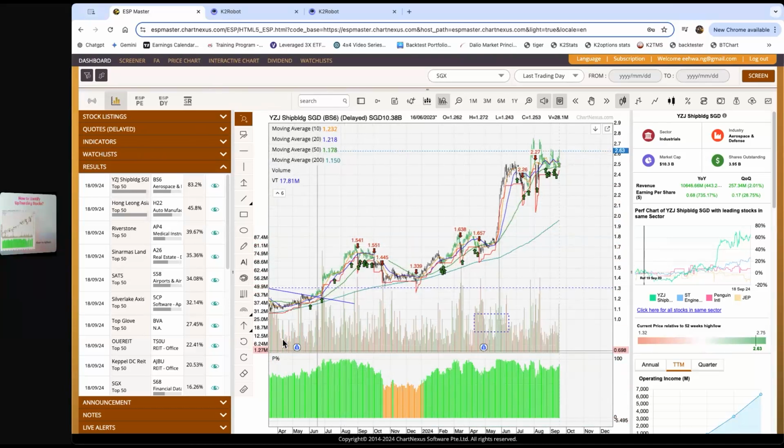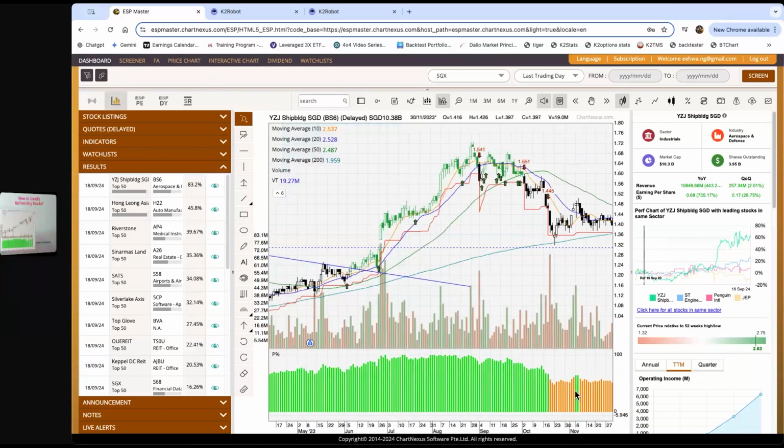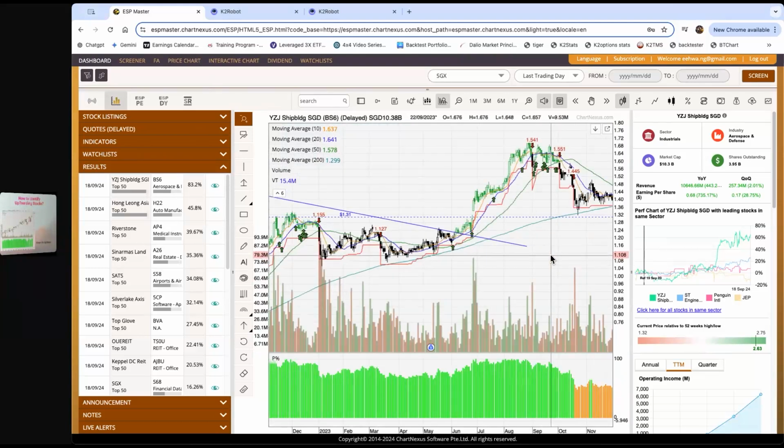And when it's not going up, can you see the color changes to orange? So this will tell you that it is time to step out of Yang Zhijiang. Do not buy it anymore. Wait for it to turn green again. This is one example.